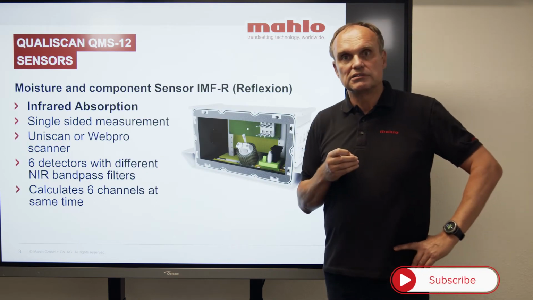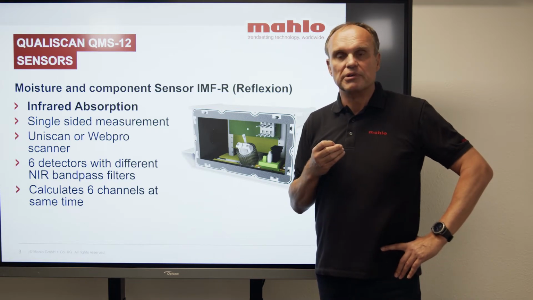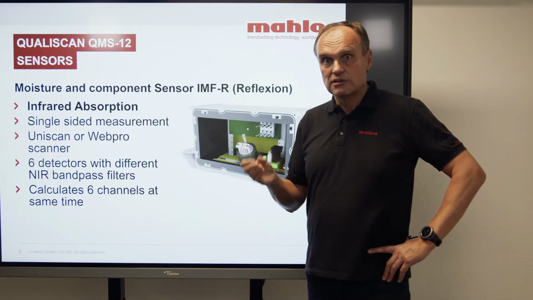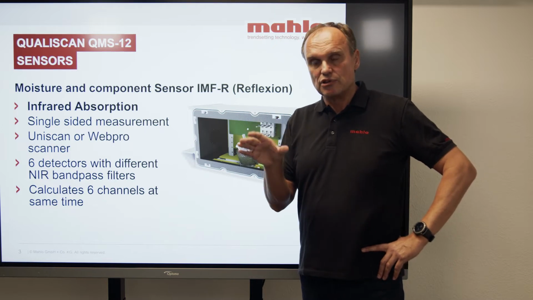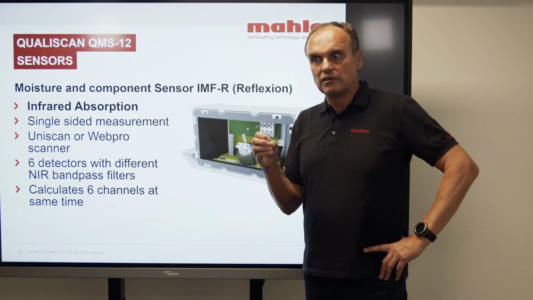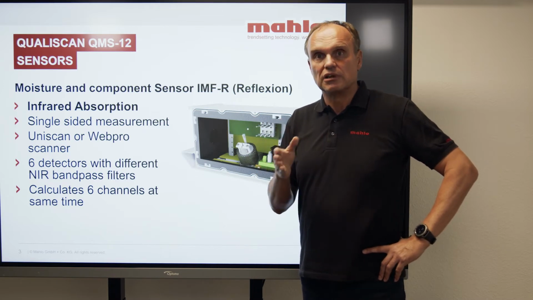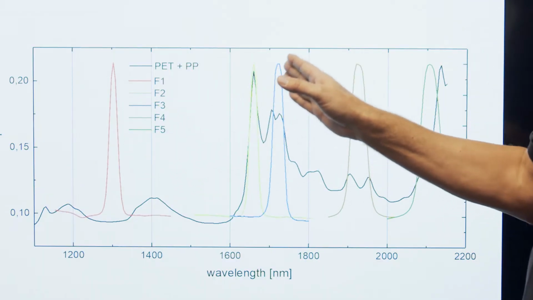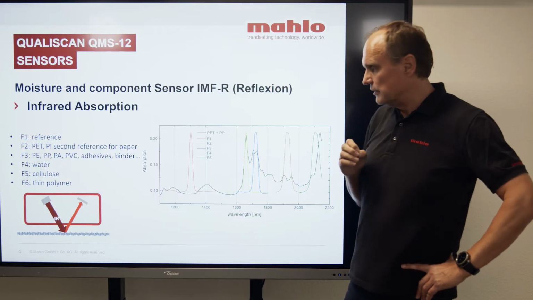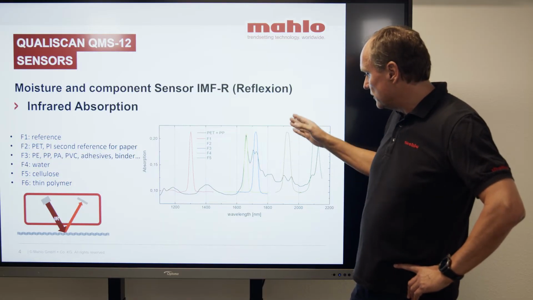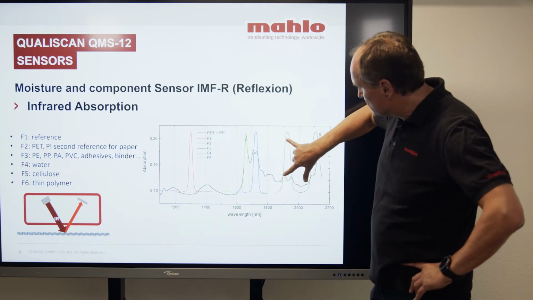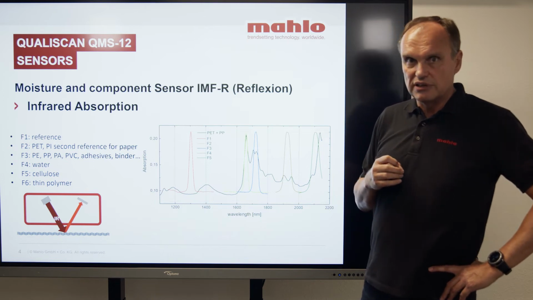The second method is the infrared absorption measurement on certain wavelengths. We are using a system working with 6 detectors that take the measurement at the same time on one spot and evaluate the infrared absorption at certain wavelengths. We can see it here. So here we have 6 signals coming from these filters. And for the moisture measurement, we look at this specific filter at the wavelength of 1920 nanometers, and this is our signal for the moisture evaluation.